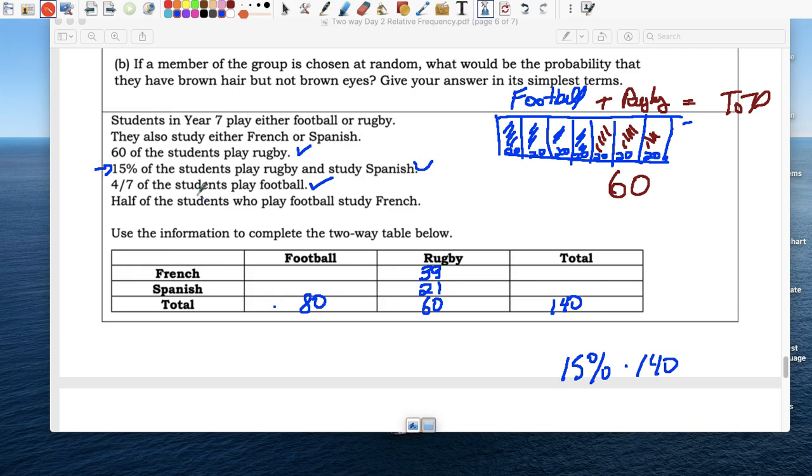And then one last clue, half of the students who play football study French. So if you go to the football column, we have 80 who play football, and half of that is 40, so we can put a 40 over there. And now the rest is super easy. 40 plus 40 is 80, going across 40 plus 39 is 79, and 40 plus 21 is 61. Let's see if I have everything correct. 80 plus 60 is 140. So this should be your final answer.